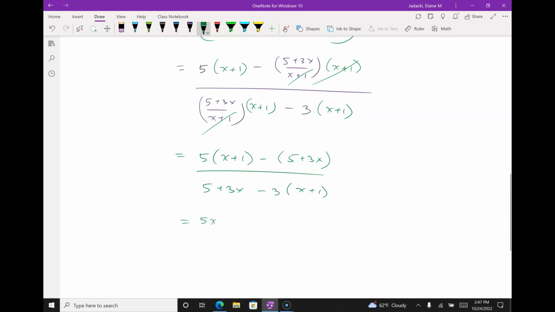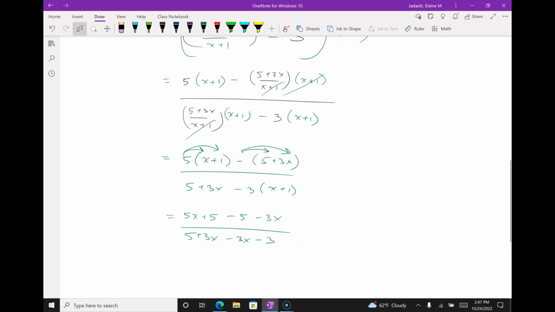So I get 5x plus 5 minus 5 minus 3x. I'm just distributing over 5 plus 3x minus 3. And some things are going away. The 5s are going away here. The 3x's are going away here. So I have 2x over 2, which is x. And that's what I wanted. Right? I want those two compositions to give me x.